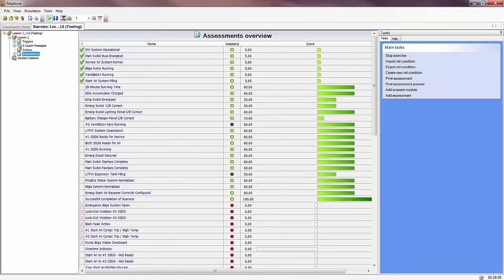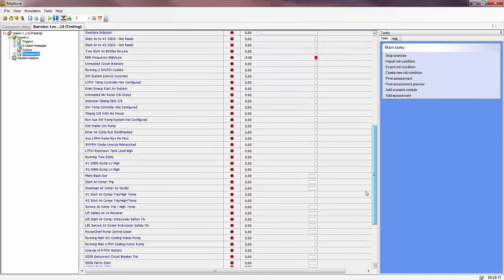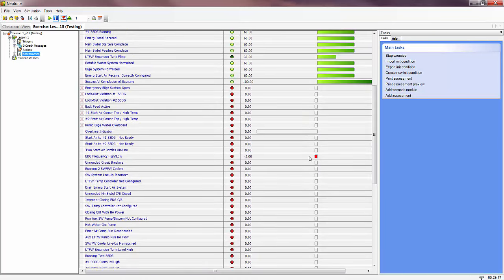Okay, so we've gotten the 29-minute flag. That is completed. I'm going to go ahead and halt the simulator at this point. And I want you to note that we have all greens, and the only red is the one that I talked to you about, and that's that I did not control the governor to maintain its frequency at 60 hertz.